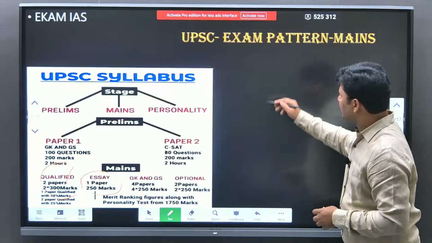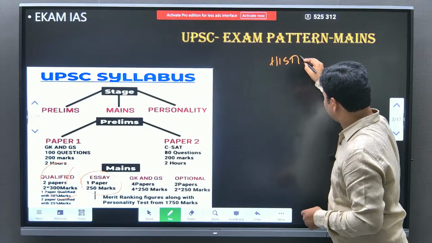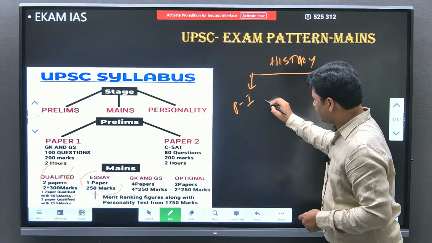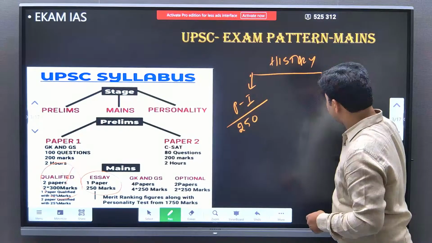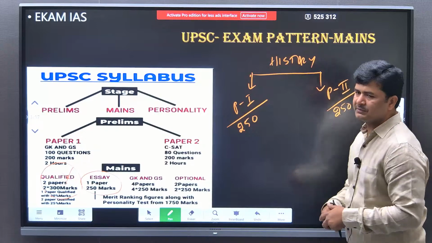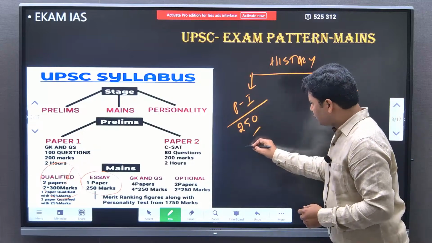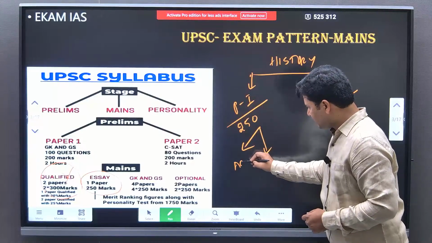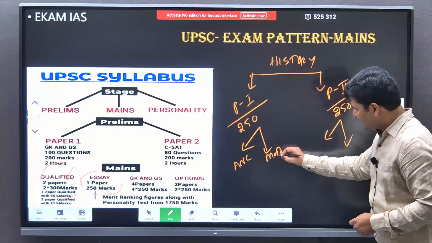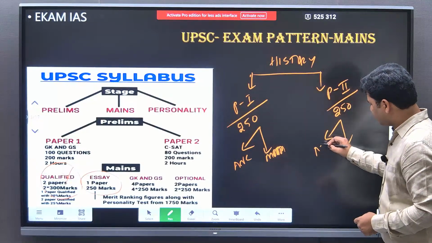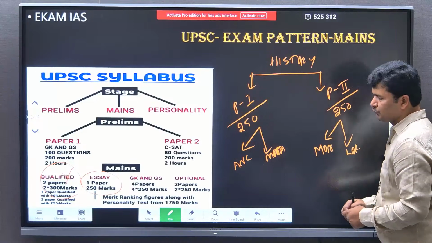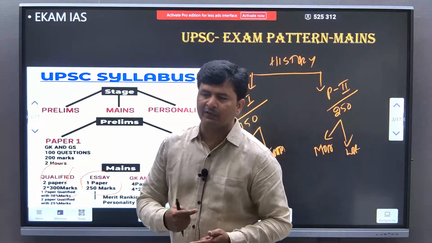Now come to the optional paper. Take the example of history. If an aspirant opts for history as an optional, we have 2 papers, paper 1 with 250 marks, and paper 2 also with 250 marks. In paper 1, we have 2 major components, ancient and medieval. In paper 2, we have modern and world. That's it, 2 papers, whatever optional you talk about, including history optional.